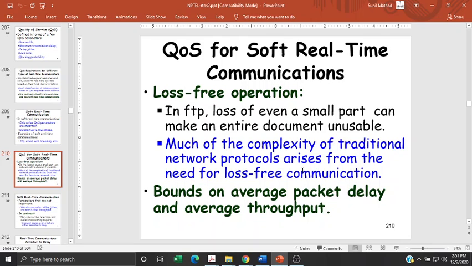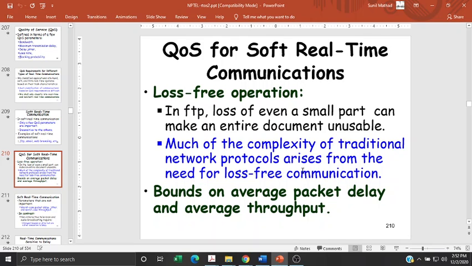Loss-free operation in FTP: loss of even a small part can make an entire document unusable. That is as good as stating you are downloading something 99% error free, and at the last minute maybe the power cuts off, and you have to repeat the entire process again, unless you are downloading with a download accelerator or download manager kind of software. Most often the connection is lost, and you have to re-attempt the downloading of a particular file, because if even one byte or one bit is missing, that entire file is not usable. So maybe that is preserving some important information for that matter.